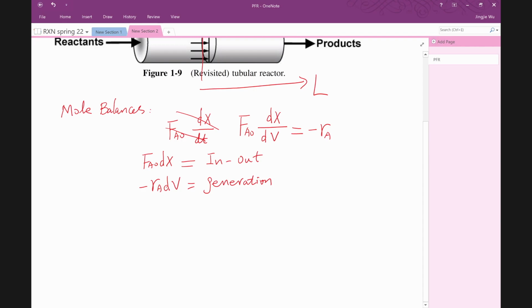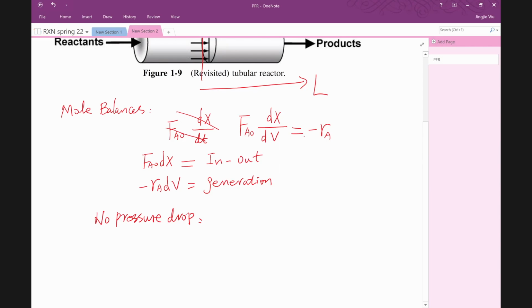If there is no pressure drop, and that's very important, then we can integrate it. Otherwise, you cannot. Why? Because the conversion changes with pressure. So you cannot actually integrate it, and you have to use the differential form.